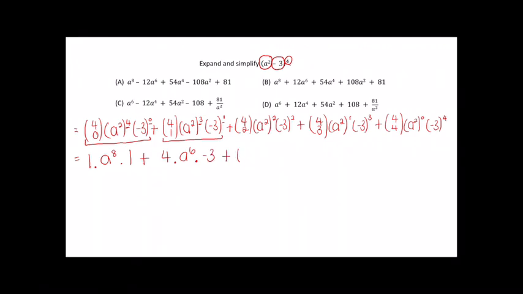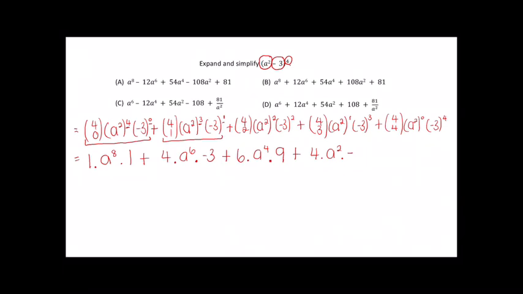Keep going. 4 choose 2 is 6. A squared squared is a to the power of 4. Negative 3 squared. Remember that a negative squared is going to give you a positive, and it will be 9. And then back to 4. I'm timesing by a squared. I've got a negative to an odd power. That's going to give me a negative.